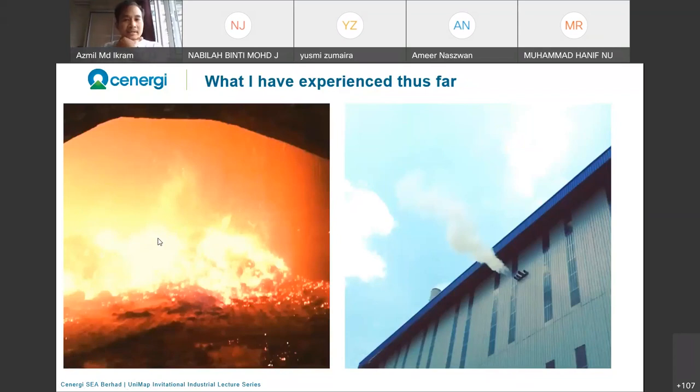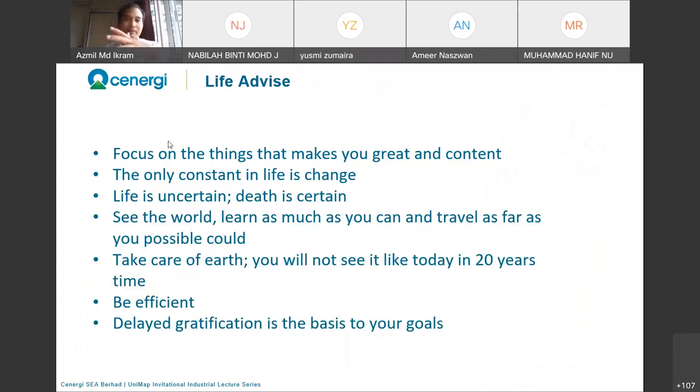So next is a little bit of life advice from me. Focus on the things that make you great and content, that can make you go further, can make you a specialist in that, and make you content. Content is better than happy, in my opinion. And the only constant in life is change. People change, you change, everything changes. The past couple of years, the world has changed tremendously.